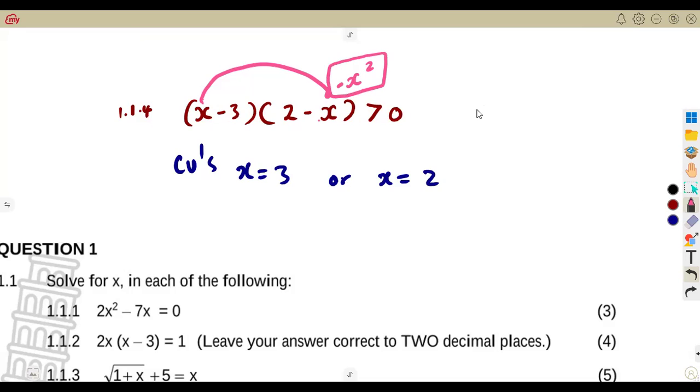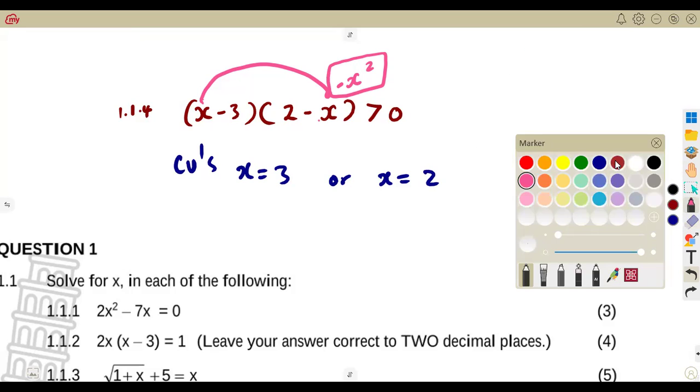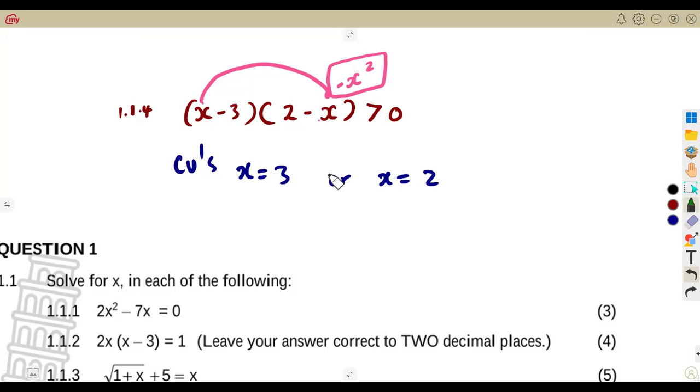Remember, the shape is taken from the coefficient of x squared. If the coefficient of x squared is positive, what are we going to have? A smiley shape like that. If the coefficient of x squared is negative, we are going to have what? A sad shape. That is what is important. There is no need for you to expand everything there, guys. Know your graphs. Know your inequalities. So that is the case.